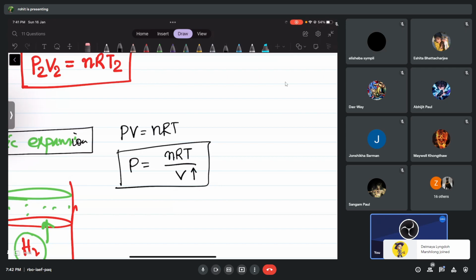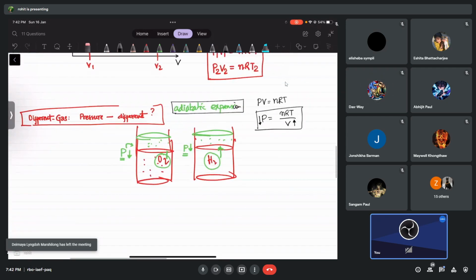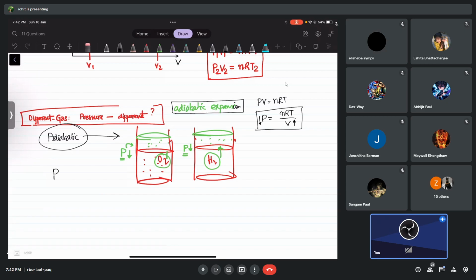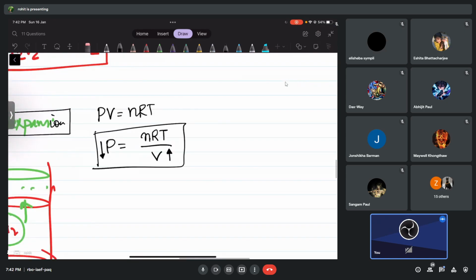If the volume increases, the pressure has to fall. Pressure decreases. But this time let me show you what happens. In an adiabatic process, depending on the nature of the gas, the pressure will fall. But this time I cannot write like this. This is not correct. This is correct for what? Correct for isothermal, if nRT is constant.